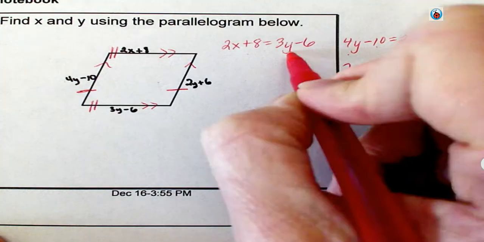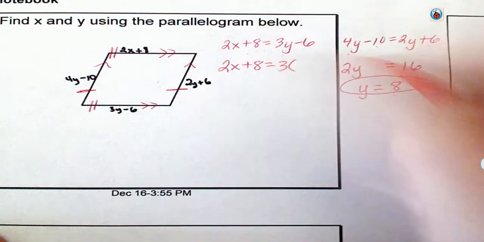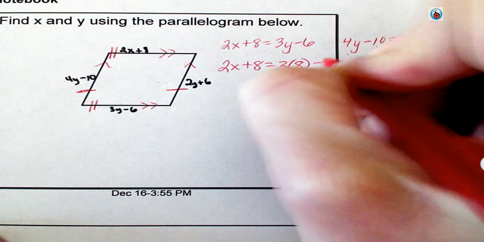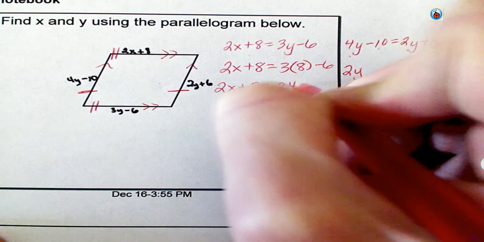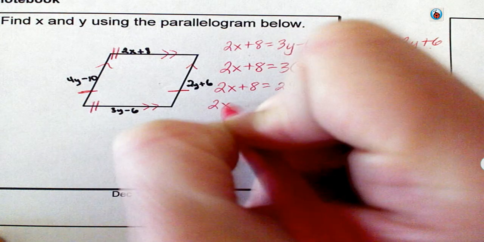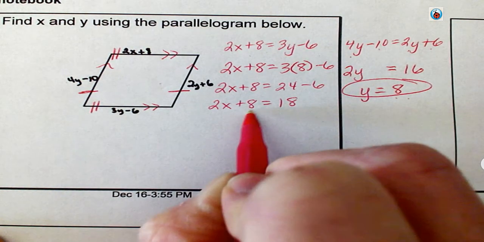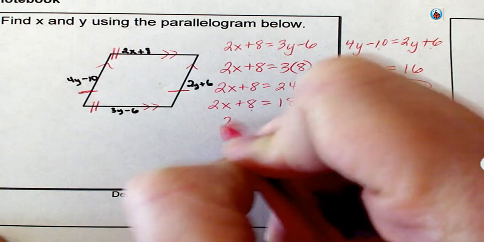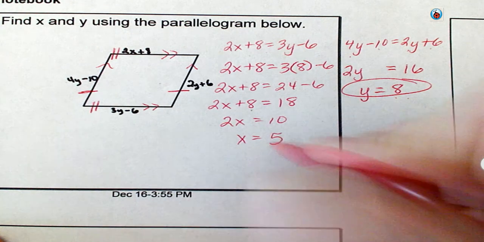Substitute that back in right here. 2x plus 8 equals 3 times my y, 8, minus 6. Or 2x plus 8 equals 24 minus 6. Or 2x plus 8 equals 18. Now I can subtract 8 from both sides to get 2x equals 10. Divide both sides by 2 to get x equals 5.